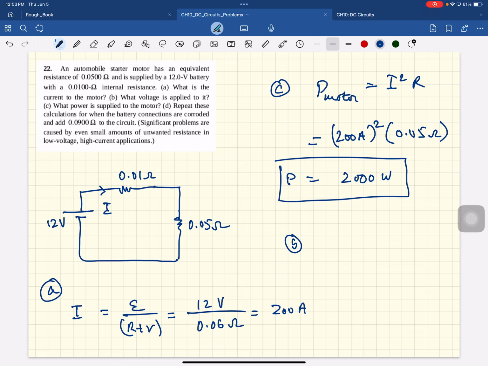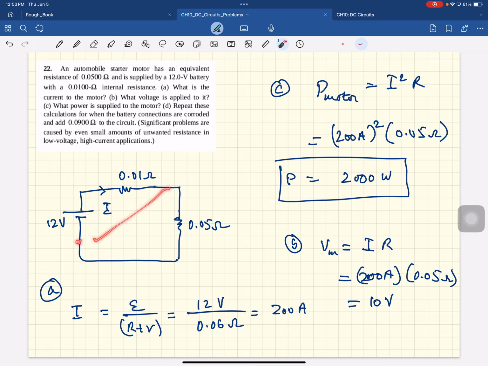And B, the voltage that the motor sees is the current through the motor and the resistance of the motor. So that's 10 volts. So you see the terminal voltage is 10 volts. What the motor is seeing is 10 volts, not 12 volts, because 2 volts dropped across the internal resistance. Okay.